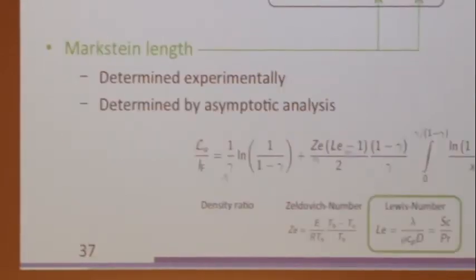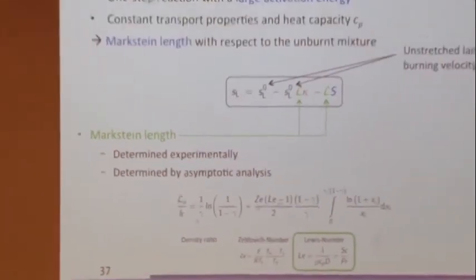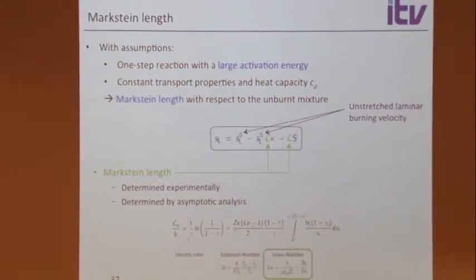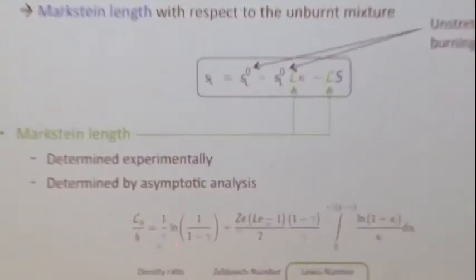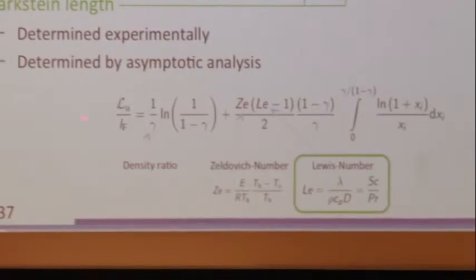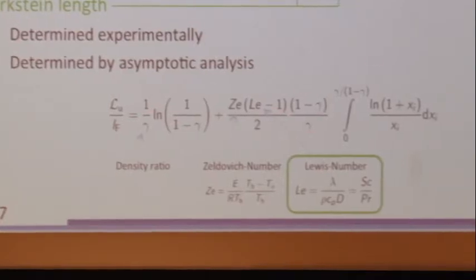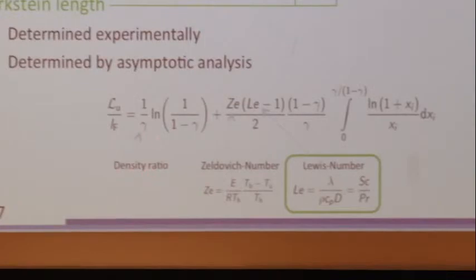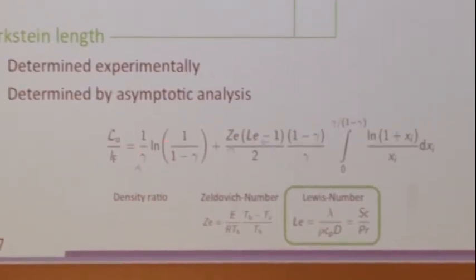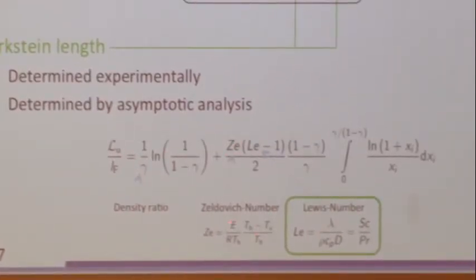Okay? And as I mentioned, there is also an asymptotic analysis that gives an expression for this Markstein length or the Markstein number, which is down here. And that is given here, and you see it involves this integral. It depends on gamma, the density ratio between burned and unburned, and it depends on the Zeldovich number, some apparent activation energy, and it depends on the Lewis numbers and so on.